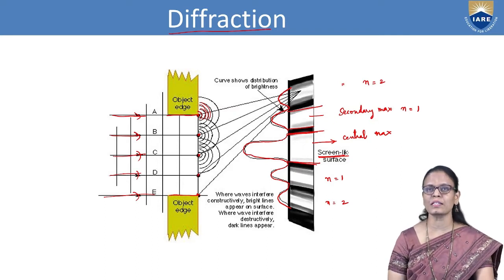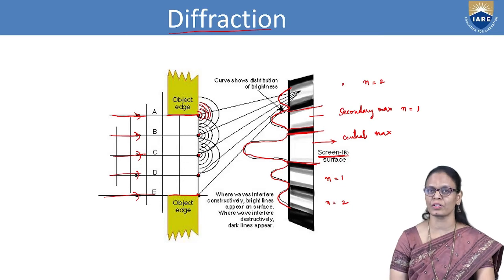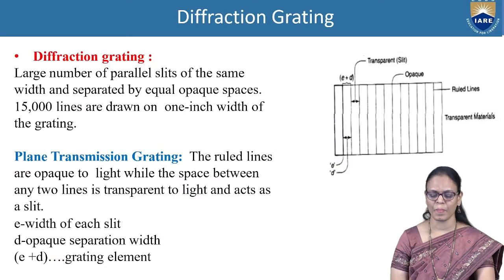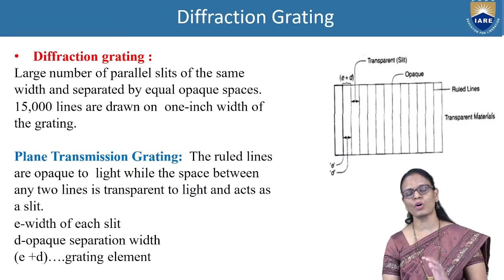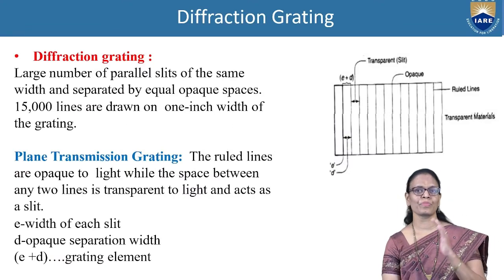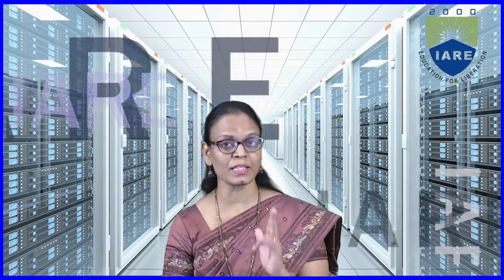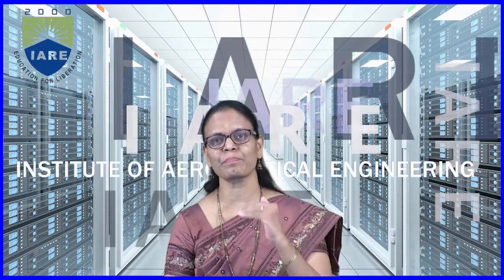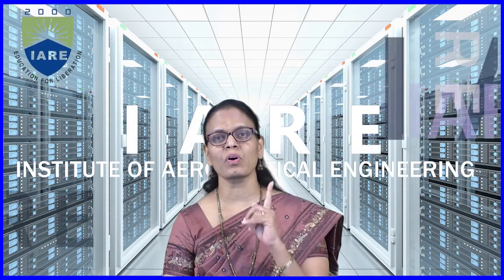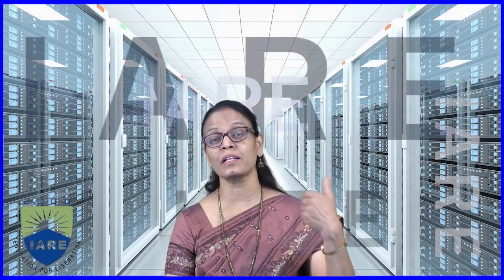Now, once we understand this phenomenon of diffraction, what is diffraction grating? In theory, we have already discussed diffraction due to a single slit. If there is only one slit, light passes or bends around the corners of one slit. Double slit also we have seen. Then we have seen n slits.